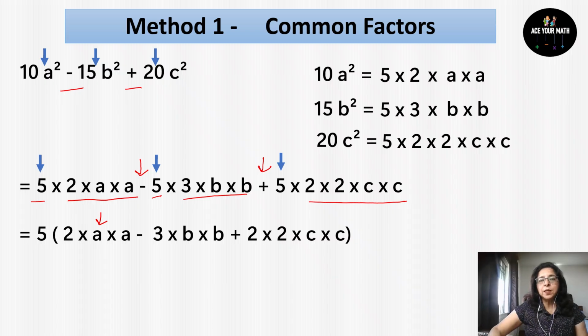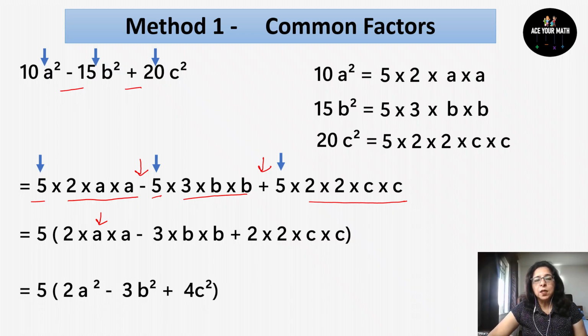times c. Right? So now you can solve the bracket which is inside. How you solve it? It is 5 outside and inside 2a square minus 3b square plus 4c square. Okay, so this is how we solve it by using common factors. So what are the factors of the given term? It is 5 and then 2a square minus 3b square plus 4c square are the factors of the given term.